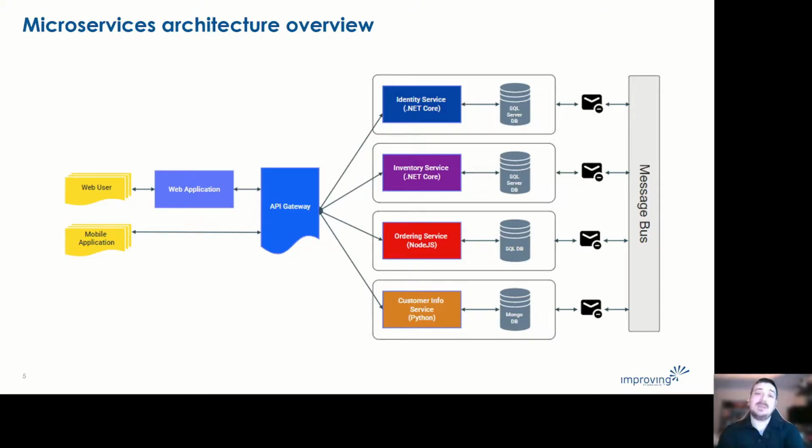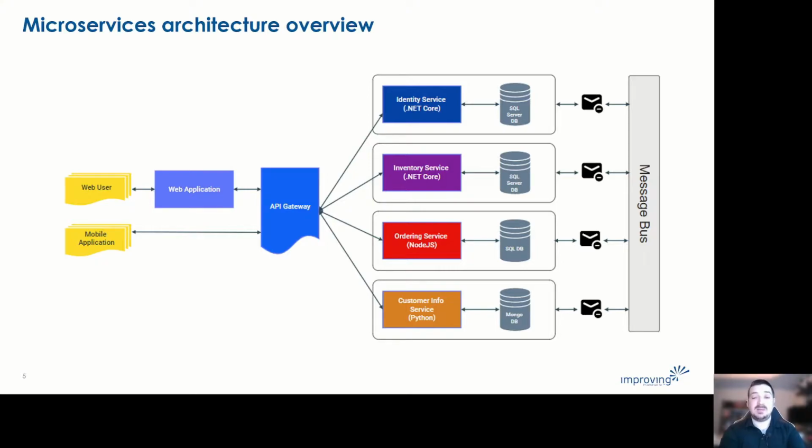Splitting things up this way can create some complexity, but it also really simplifies things when it comes to ease of deployments, development, testing, and scaling, right? If you notice on this diagram, all of our different services, our identity service, our inventory service, our ordering service, our customer info service, can be written in any language because they're individual services and individual applications. They really can be written in anything.